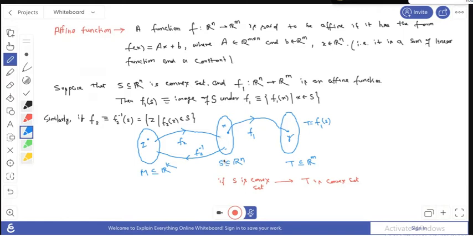So here they are saying that if the inverse image of... similarly, we can write here... Before that, let me explore this further.